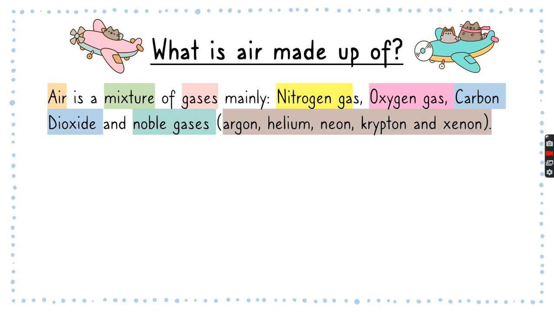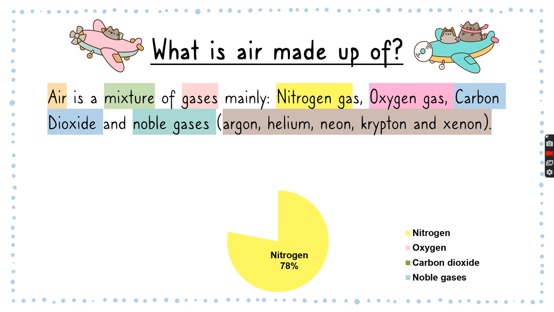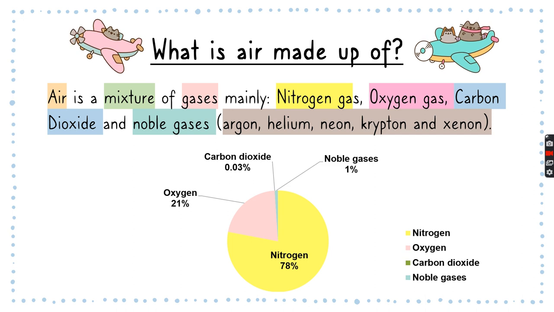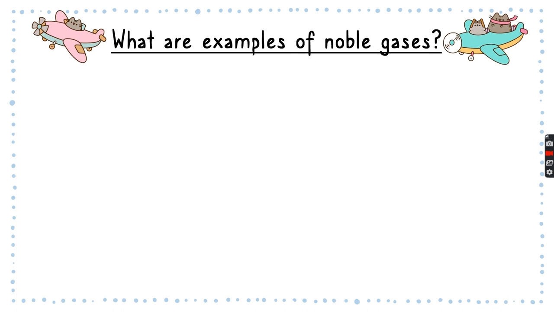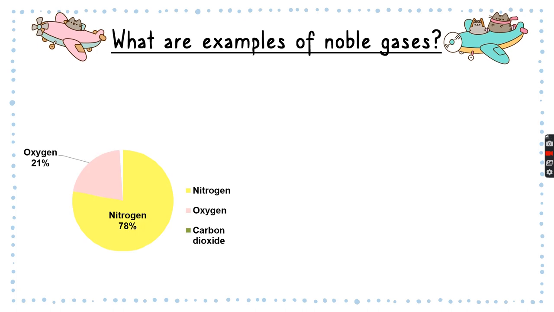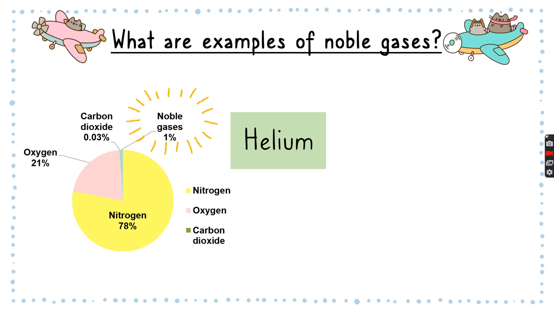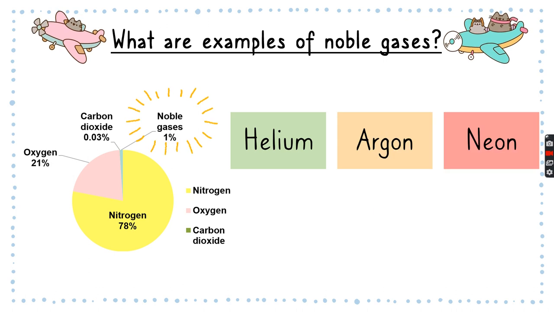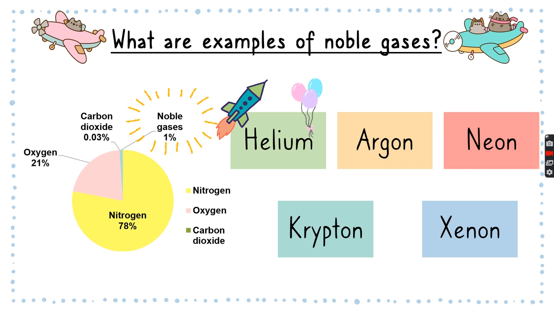So what is air made up of? Air is a mixture of gases, mainly nitrogen gas, which is 78%, oxygen gas, 21%, carbon dioxide gas, 0.03%, and you have noble gases that make up about 1%. So we didn't look into this more specifically, but I'm going to enter this now in our lesson. What are examples of noble gases? So as you can see from the pie chart, noble gases is 1% of the total composition of air. So you have helium, argon, neon, krypton, and xenon.